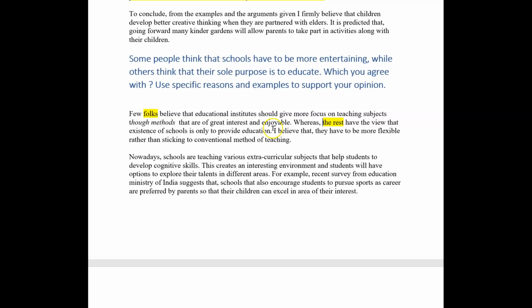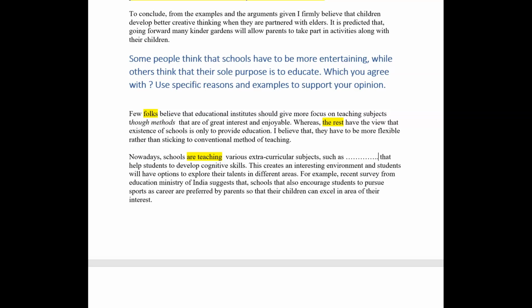The existence of schools is only to provide education. Okay, but what kind of education would you say here? Would you say like an academic education or an exam-oriented education? Nowadays, schools teach. You don't need the present continuous there. This is a common error. Just present simple. Don't overuse this present continuous. Teach various subjects that help students to develop cognitive skills. Okay, give me an example.